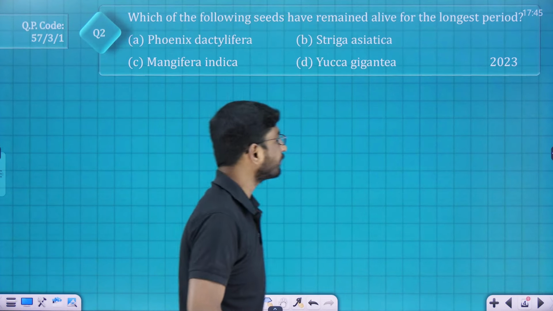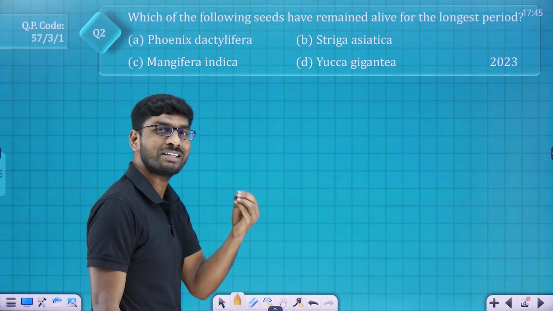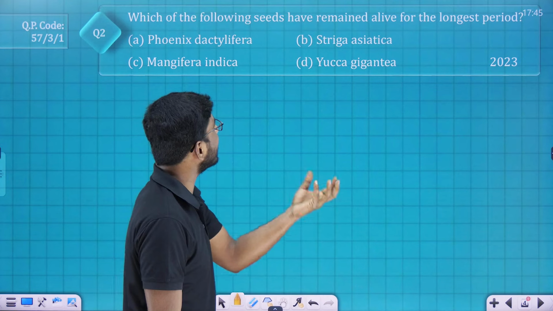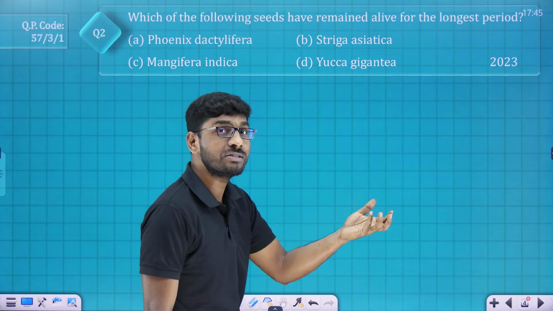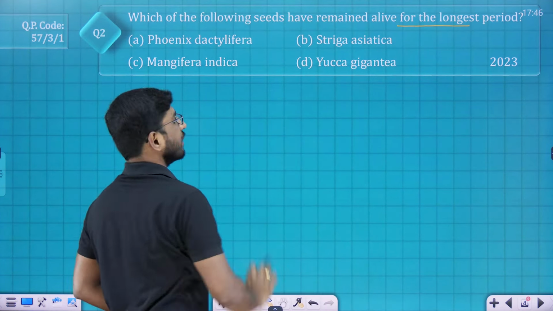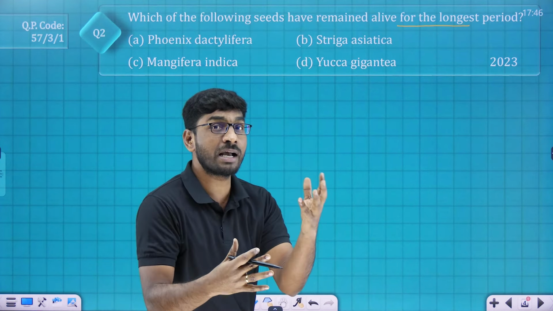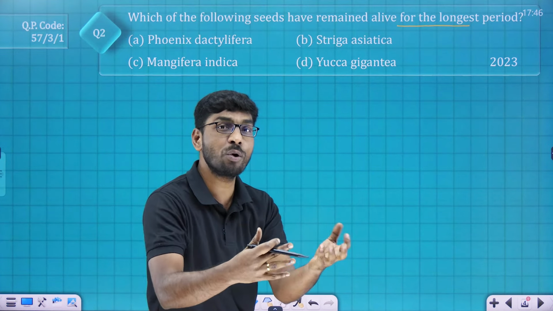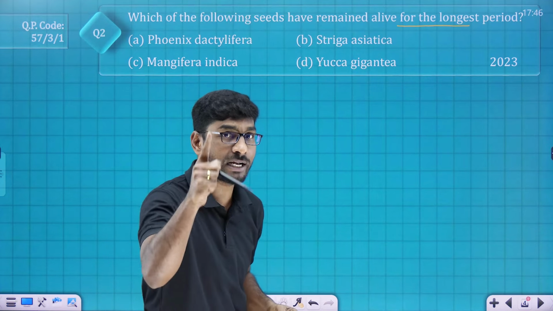Come to the next question. The next question, 2023, set code 57/3/1. Look here. Which of the following seeds remain alive for the longest period? Students, we know a seed is a modified megasporangium. What does it mean? Megasporangium means ovule. Ovules turn into seeds after fertilization.